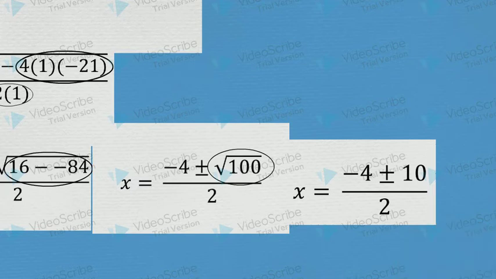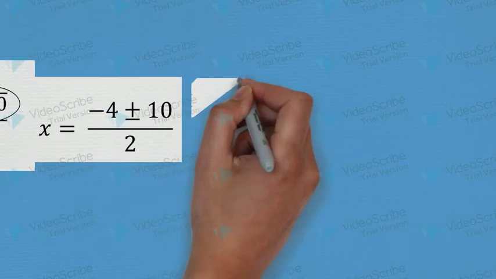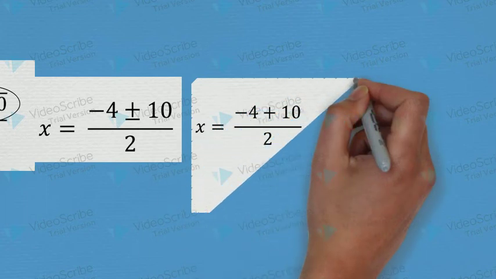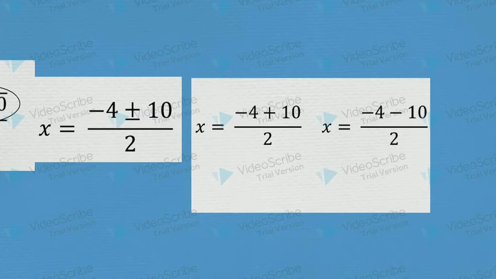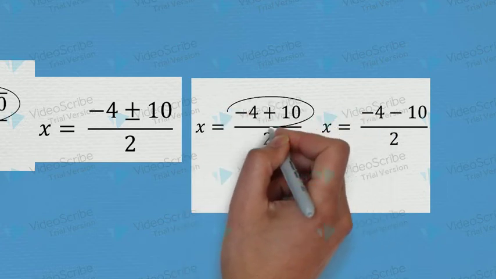To show respect for the plus and minus sign, we will write the problem 2 times. So you should now have x equals negative 4 plus 10 all over 2, and negative 4 minus 10 all over 2. Remember, we do this because the plus and minus tells us we have to do 2 different operations.